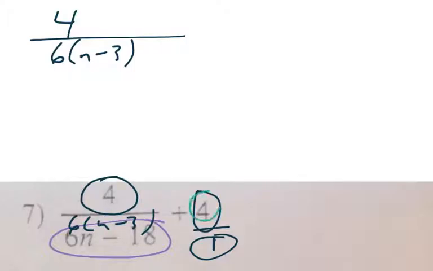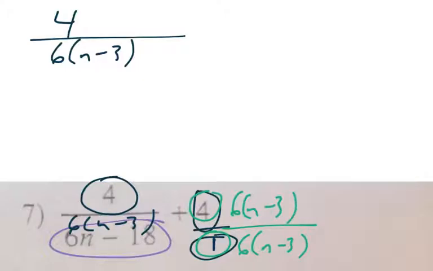And the 4 over 1, well, what does it need? It needs 6 times n minus 3 in the denominator. So I'm going to times by 6 times n minus 3 in the numerator. So long story short, I know 4 times 6 is 24. I'm going to distribute my 24, so I got 24n. 24 times negative 3 is negative 72.